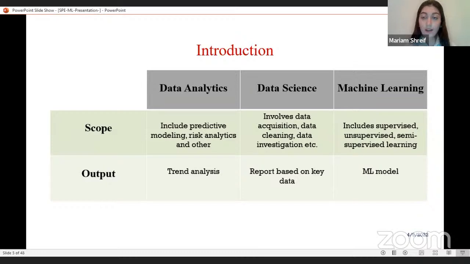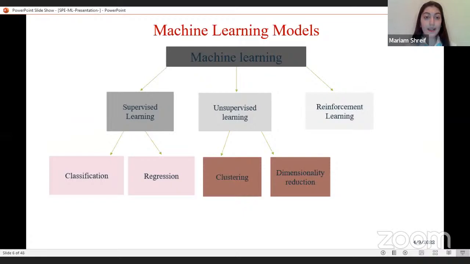And finally, machine learning includes supervised, unsupervised, and semi-supervised learning. The output of data analytics is trend analysis. For data science, it's a report based on key data. And the output of machine learning is a machine learning model. So basically, we have three main types of machine learning models: the supervised, the unsupervised, and the reinforcement learning.